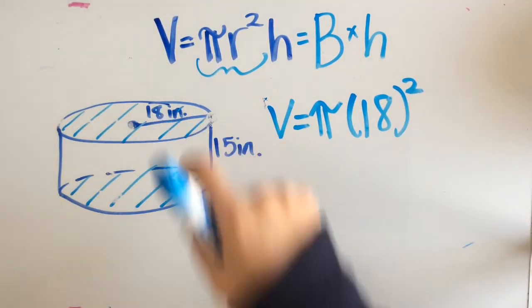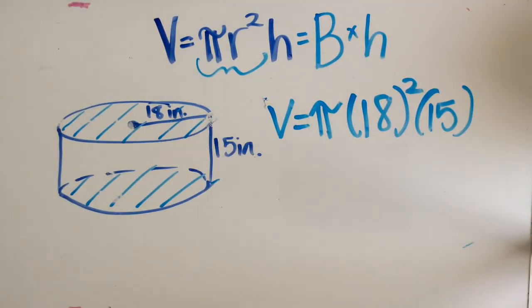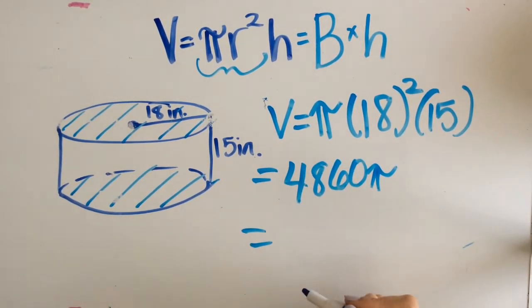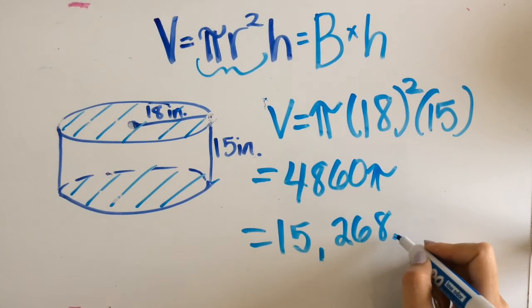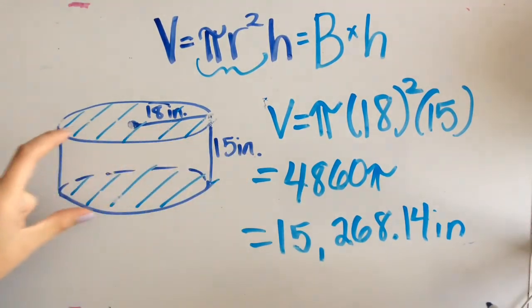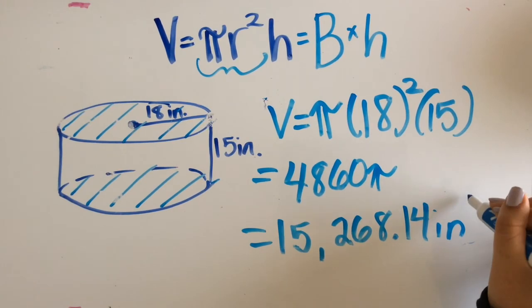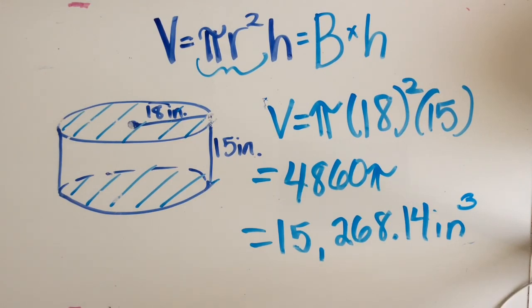And we multiply it by the height of the prism, which is 15, because it is the distance between those two bases. Then I'm just going to multiply it out in my calculator. I get 4,860 pi. And once I multiply by pi, I get 15,268.14, and we're measuring in inches, but this is three-dimensional space. We're measuring how much space this whole cylinder takes up, and it's a three-dimensional shape or figure. So that is being measured in cubic inches, or inches cubed.